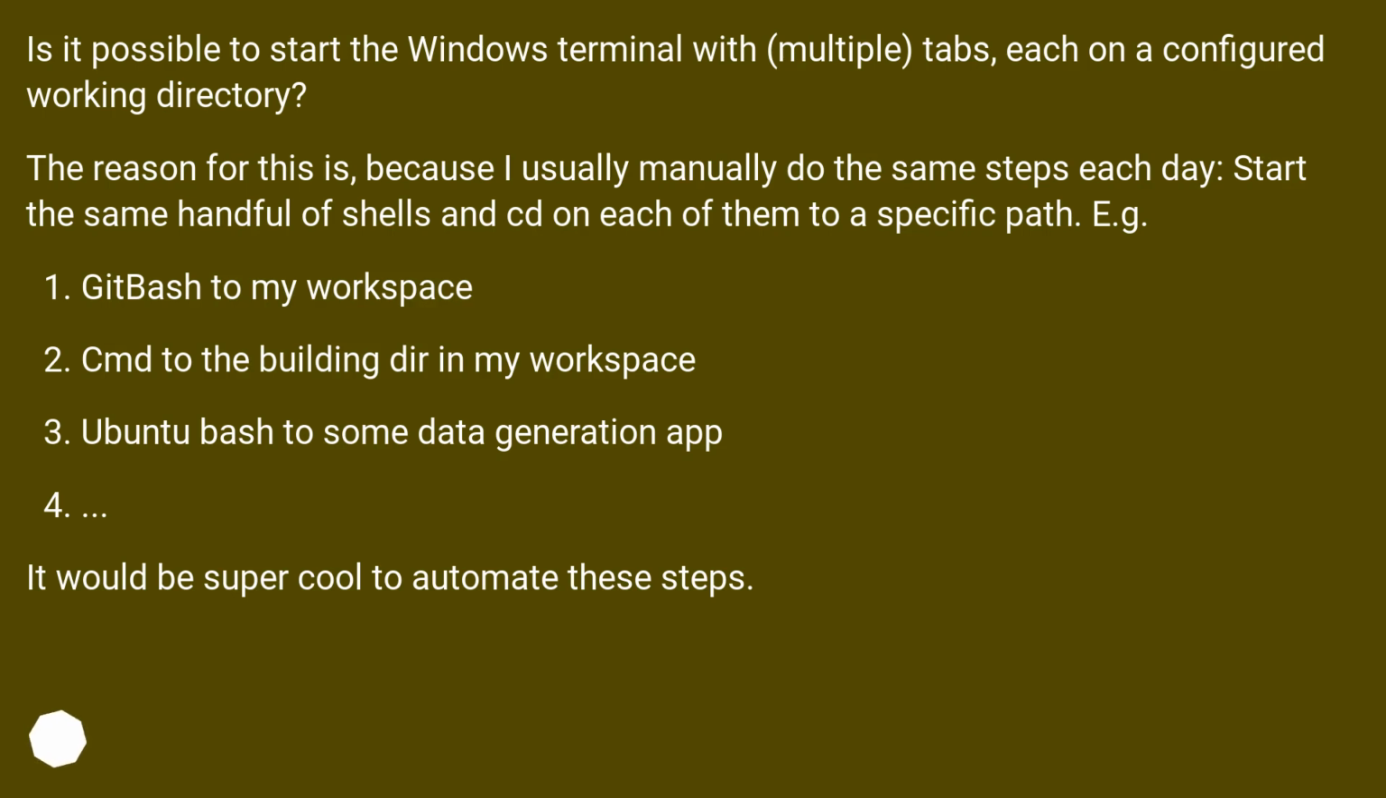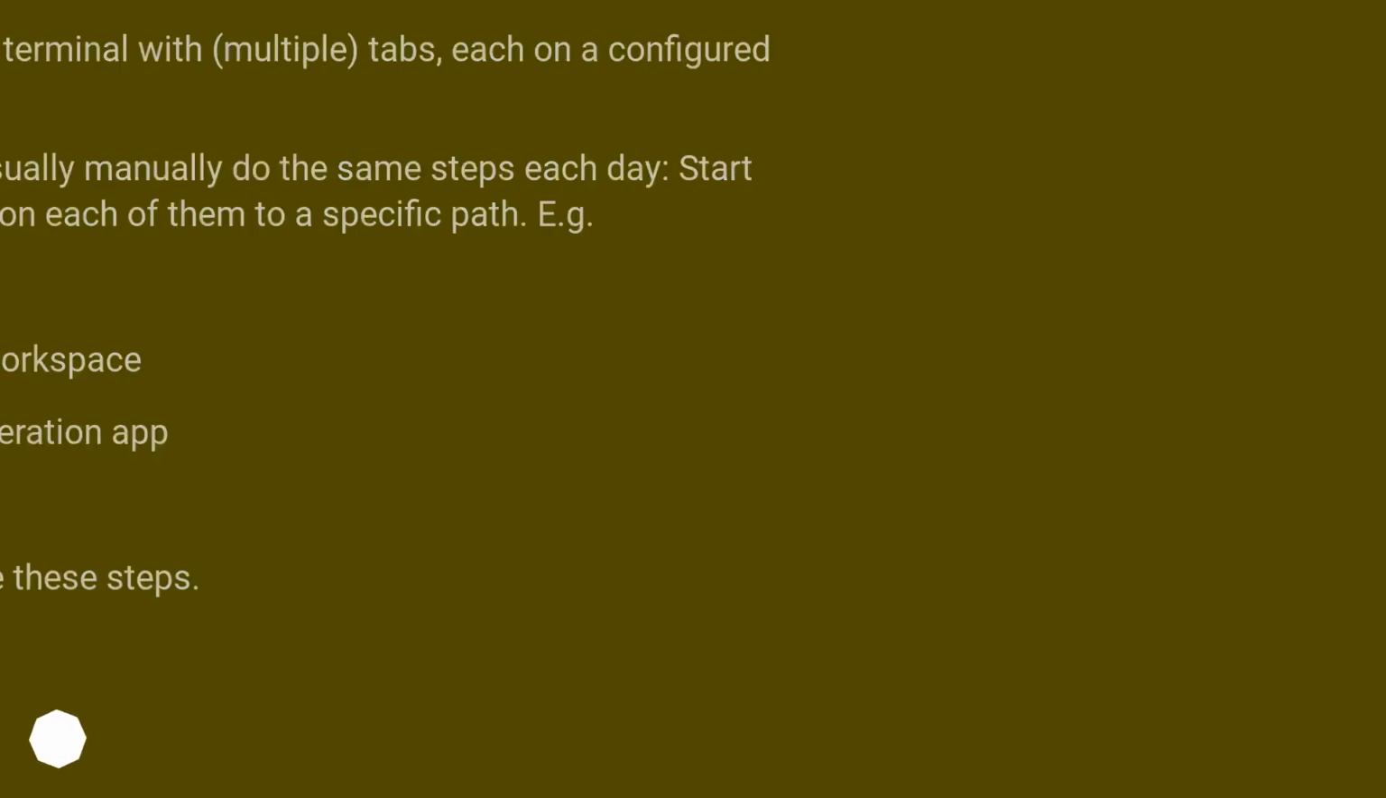For example, git bash to my workspace, cmd to the building dir in my workspace, ubuntu bash to some data generation app. It would be super cool to automate these steps. This question is a bit similar to Open Terminal with predefined tabs but for the new Windows Terminal.